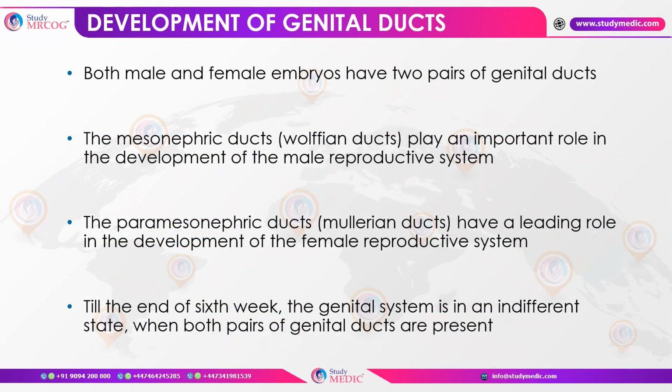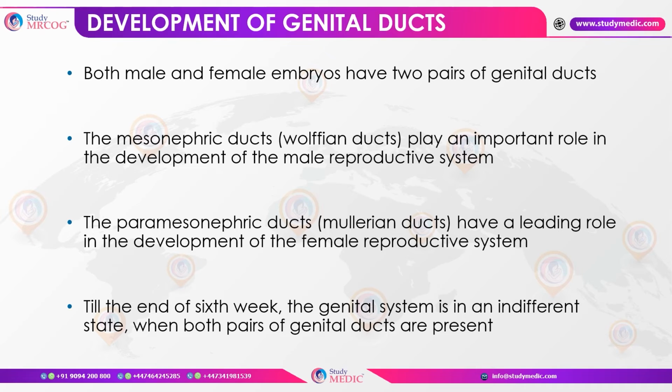After development of the gonads, we have development of the genital ducts, where we are going to see the development of the internal genital organs and the external genital organs. Now coming to the internal genital organs, both the male and the female embryo have 2 pairs of genital ducts. What are they? They are the mesonephric duct or the Wolffian duct, which is going to have an important role in the development of the male reproductive system. Whereas the paramesonephric duct, which is the Mullerian duct, has an important role in the development of the female reproductive system.